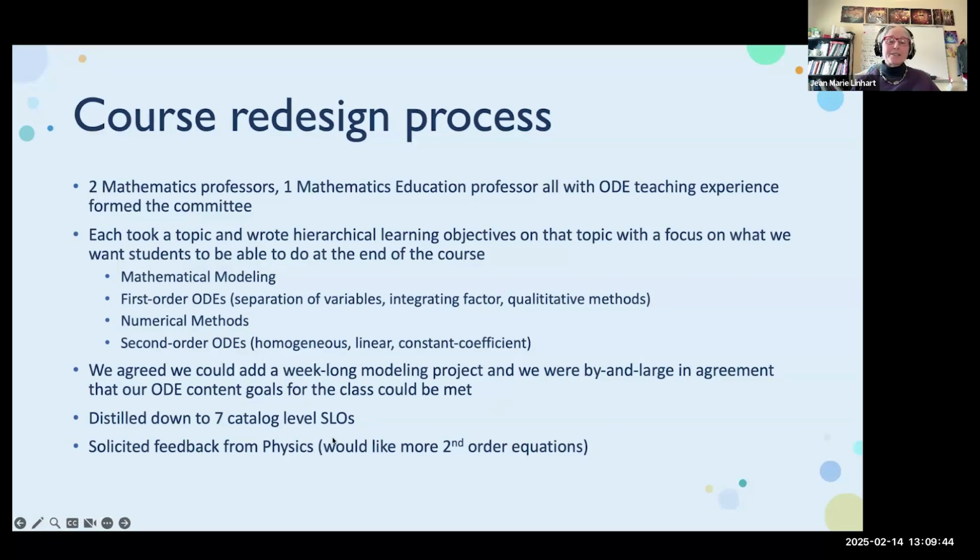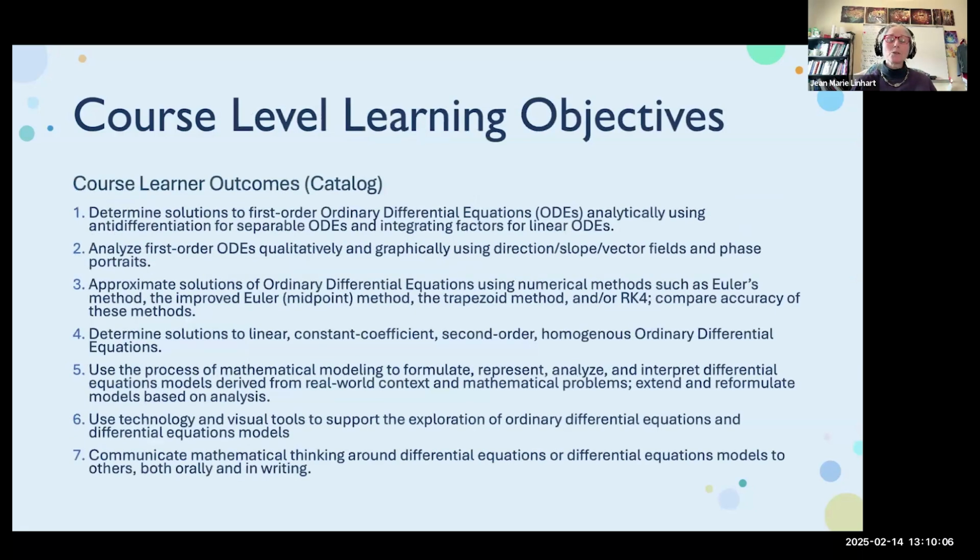So we distilled that down into 7 catalog level student learning objectives. So SLOs, the student learning objectives. And then we brought in our physics faculty and asked them what comments they have. They would like us to do more second order equations. And I have thus far maybe been disappointing them a bit because I just don't have time to do a ton right there. So if you're curious about our learning objectives, here they are for you.